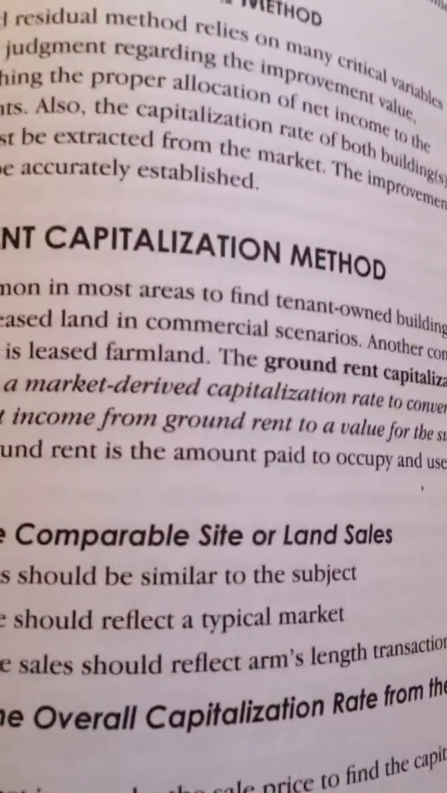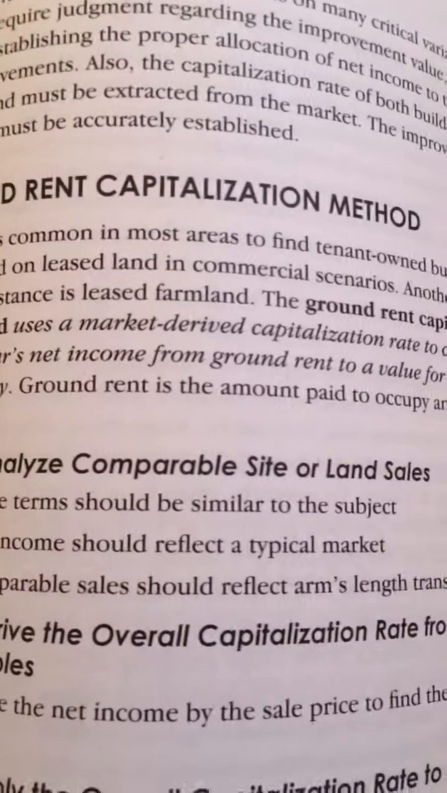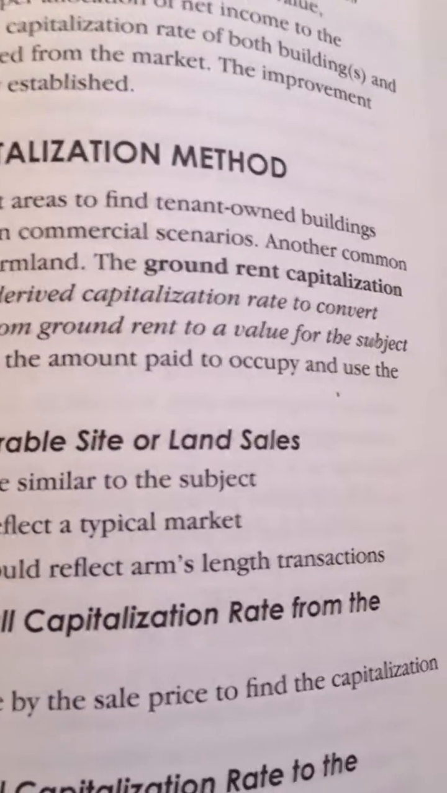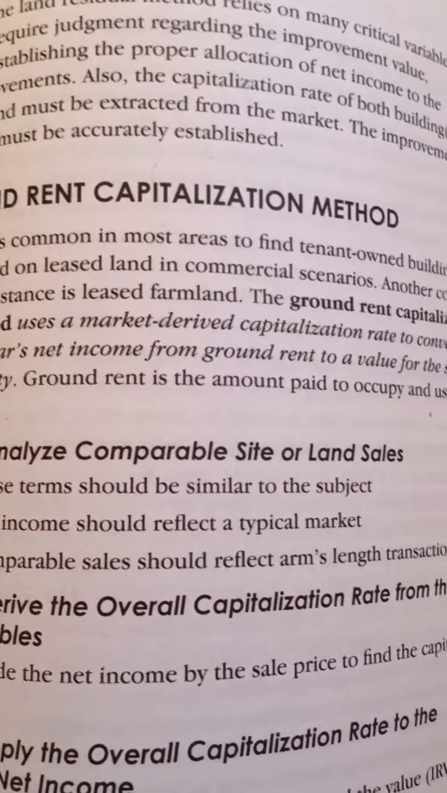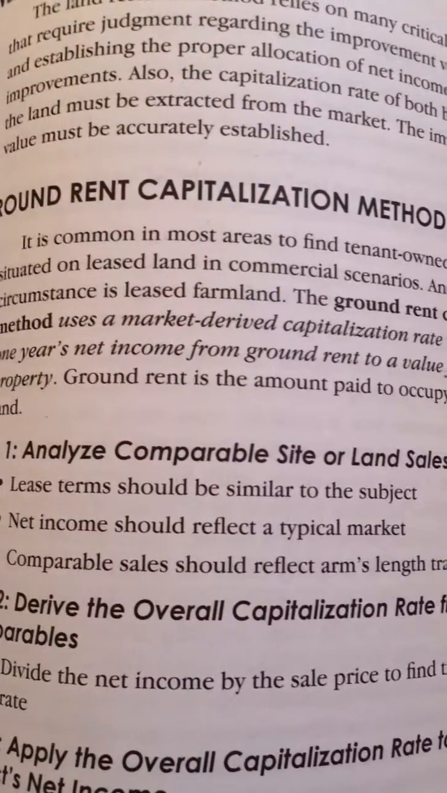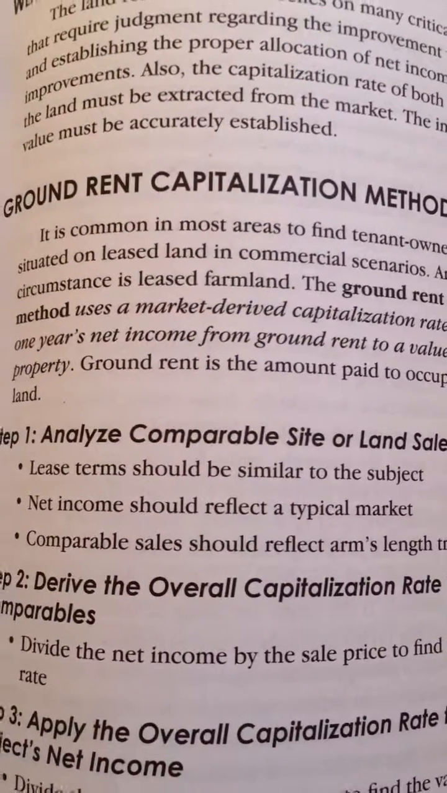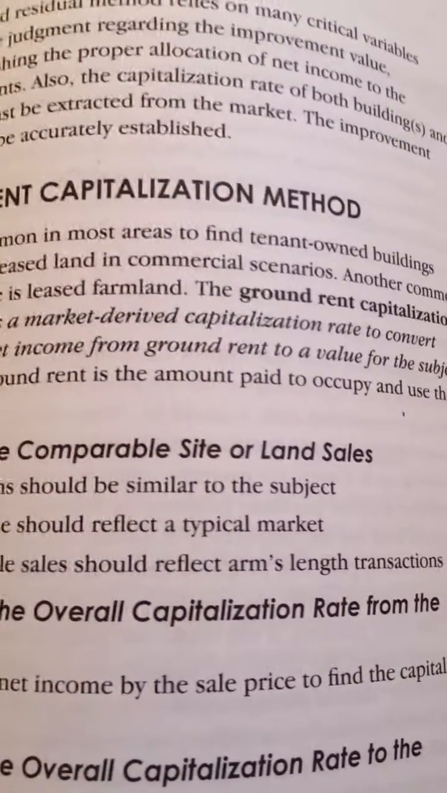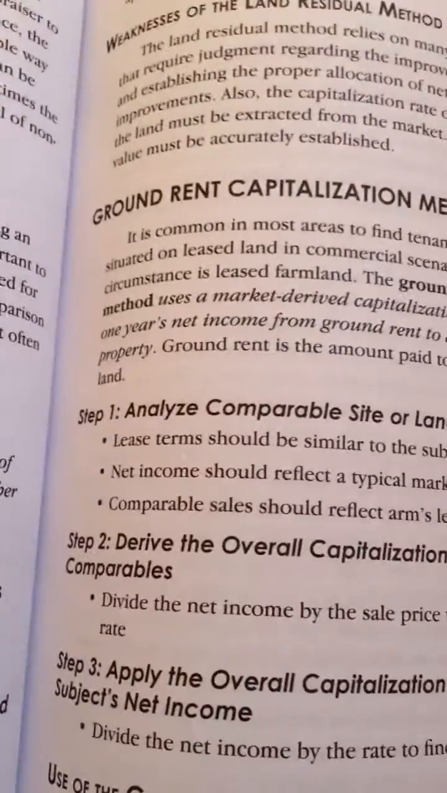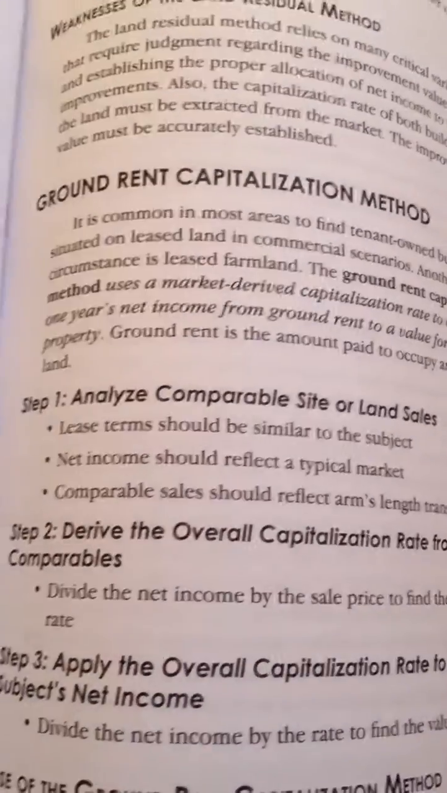Ground rent capitalization method. It is common in most areas to find tenant-owned buildings situated on leased land in commercial scenarios. Another common circumstance is leased farmland. The ground rent capitalization method uses a market-derived capitalization rate to convert 1 year's net income from ground rent to a value for the subject property. Ground rent is the amount paid to occupy and use the land.